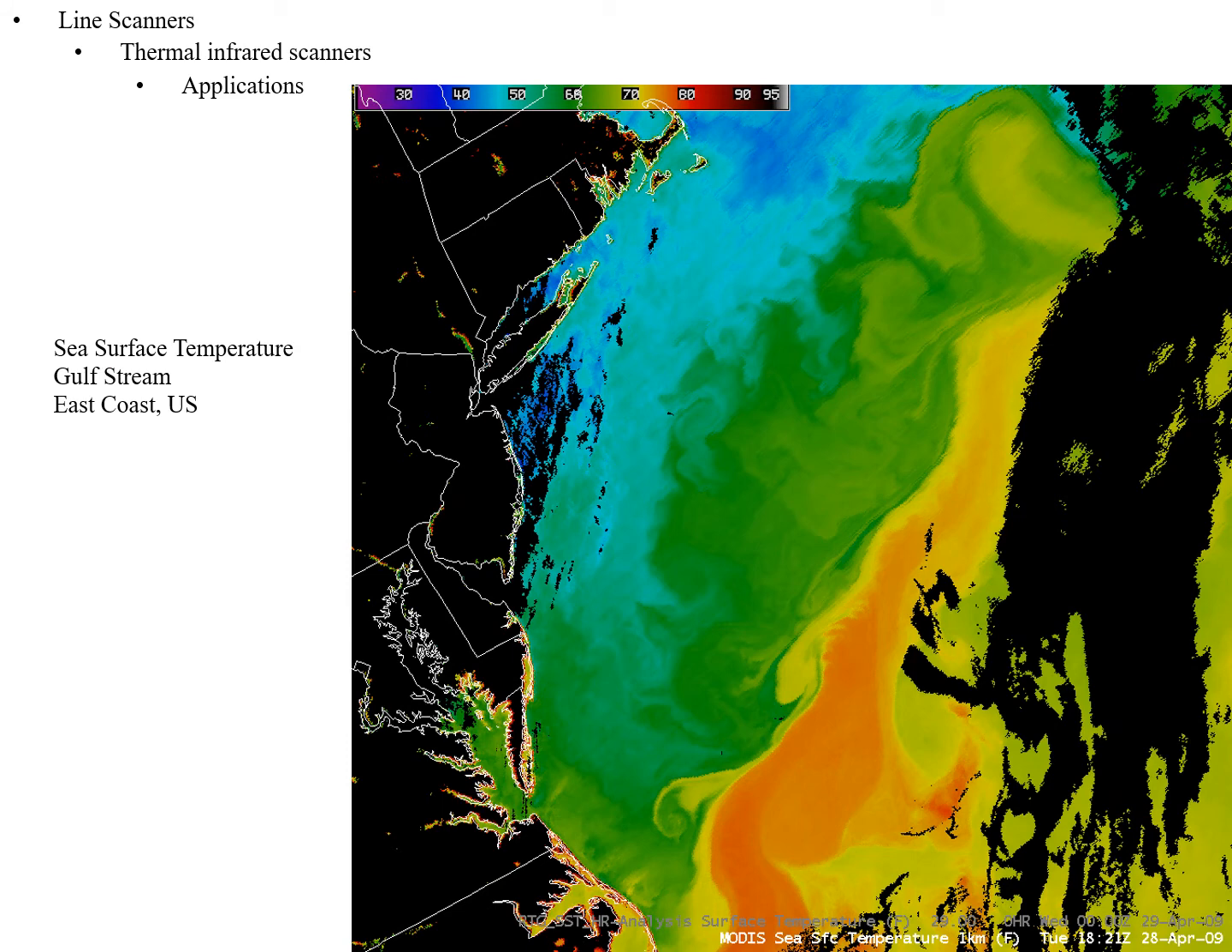And here's just a picture that I like, which is the Gulf Stream along the eastern coast of the United States. And you can see the eddies where water mixes based on their different temperatures.